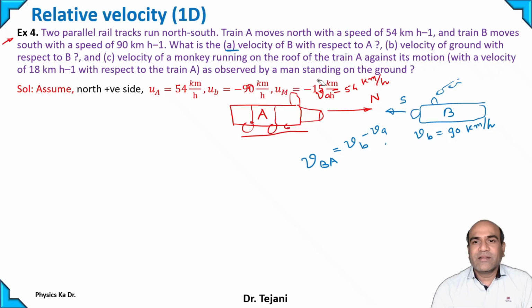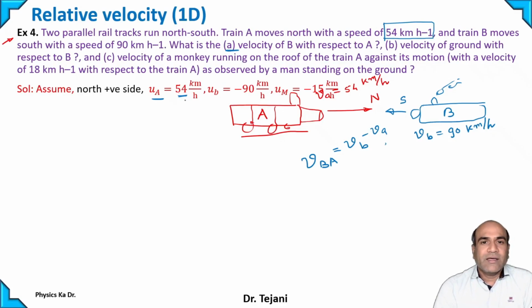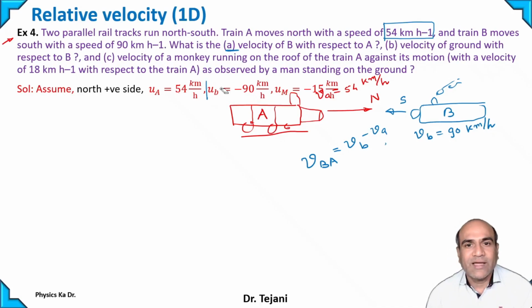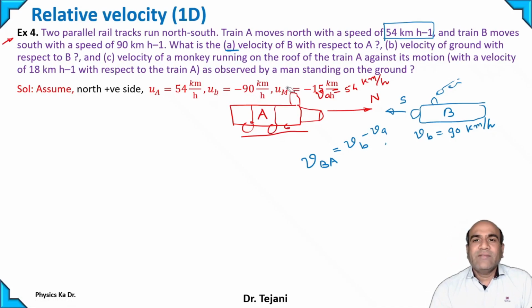So for the first two cases, we know that the velocity of the first train is given as 54, and let us assume the north side is the positive side. So the first train runs at 54 km per hour, and the second train, this is B, runs in the opposite direction, therefore it should be the negative direction. So the speed of B is minus 90, and we will see this afterwards, just wait for a few minutes.